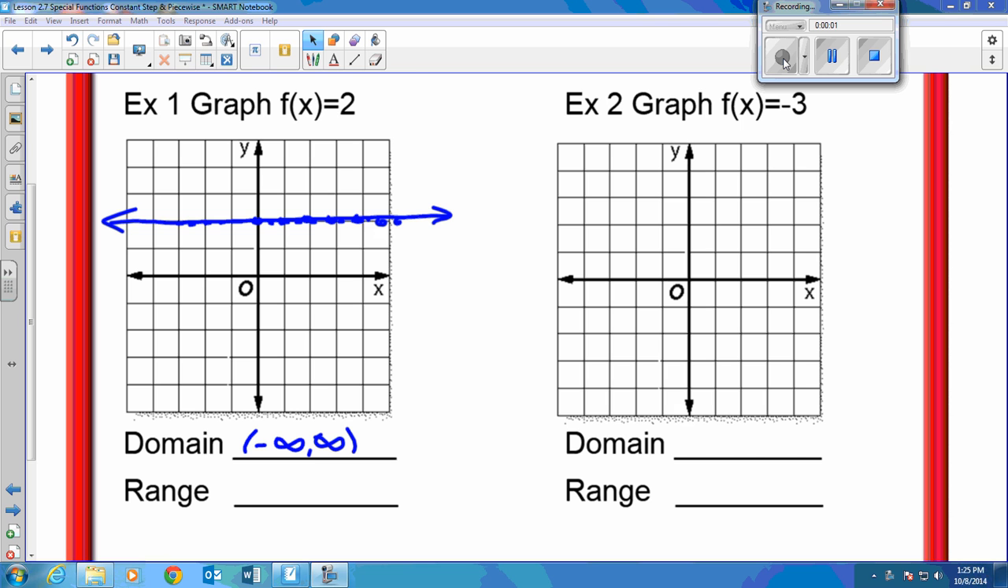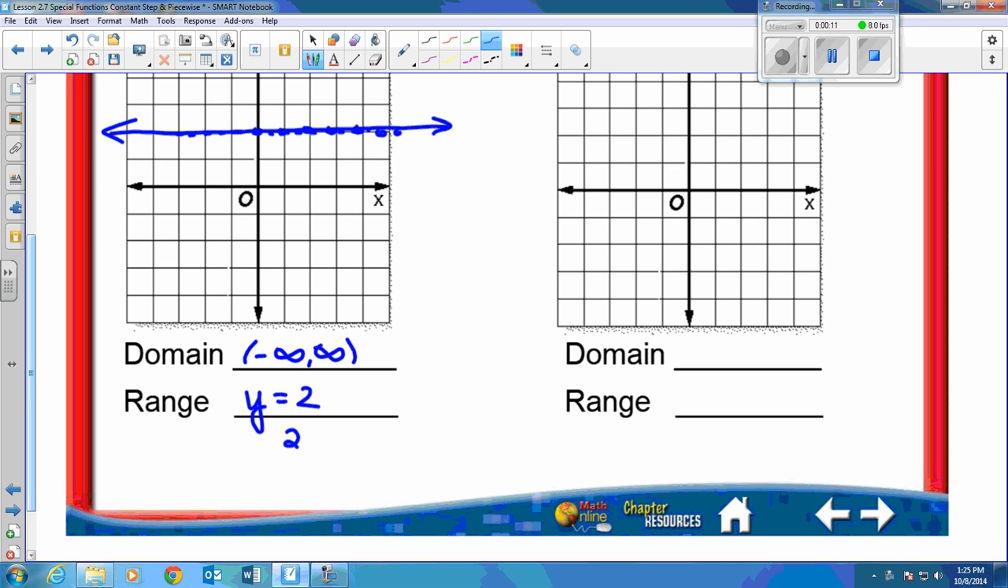Right, so if y equals 2, the domain is all real numbers. The range, well, the only y I have is 2. So y equals 2. Or we could write 2, or we could write our little bracket 2, or we could write 2 like that, but it's just 2.